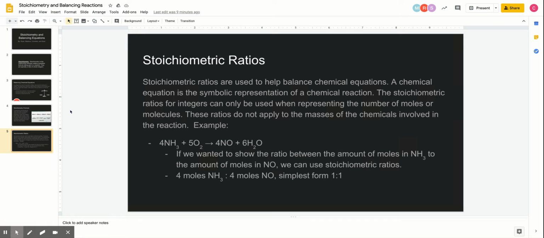For example, 4NH3 plus 5O2 yields 4NO plus 6H2O. So if we wanted to show the ratio between the amount of moles in NH3 to the amount of moles in NO, we can use stoichiometric ratios. So 4 moles NH3 to 4 moles NO, and the simplest form would be 1:1.